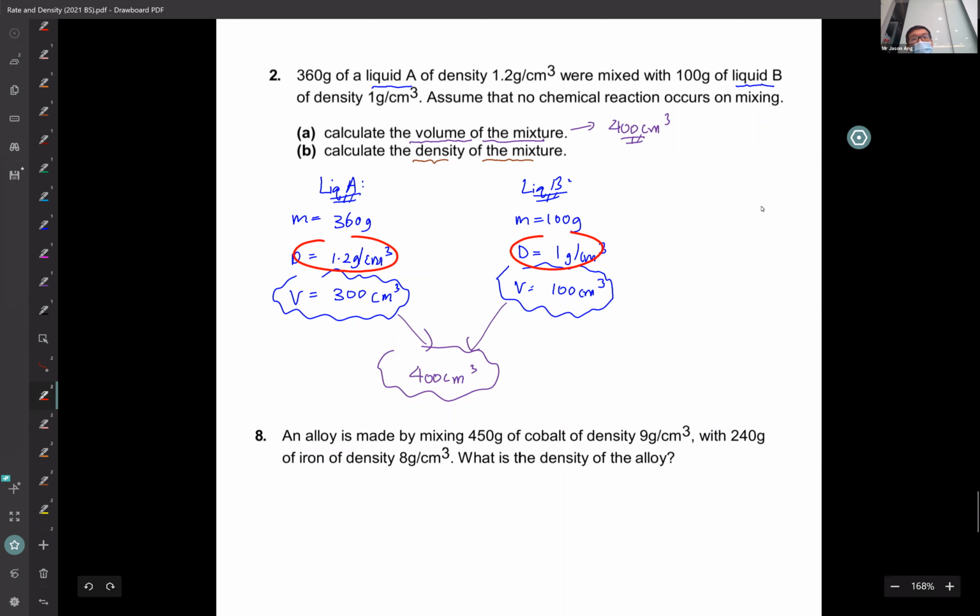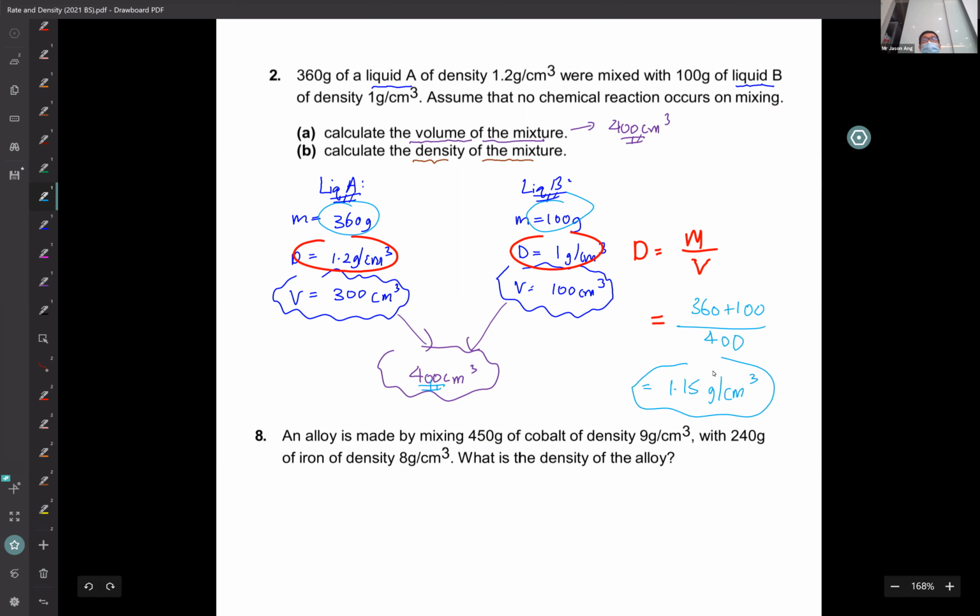How to do this? They want the density of the mixture. You want to find the mass of the mixture, divided by the volume of the mixture. So what is the mass of the mixture? You add the two masses together, 360 and 100. Then what is the volume of the mixture? We found out that it's 400, right? So eventually this is how you're going to get the answer. Add the total mass divided by the total volume. You should finally get the answer to be 1.15 gram per cm cube.